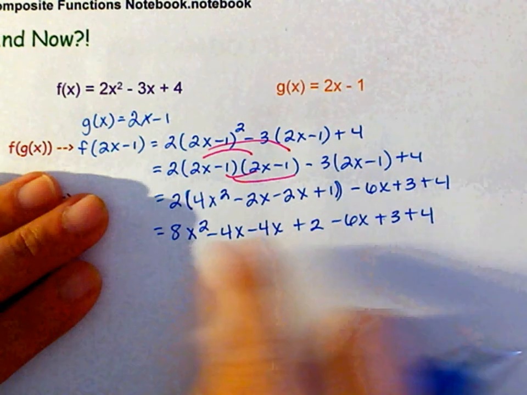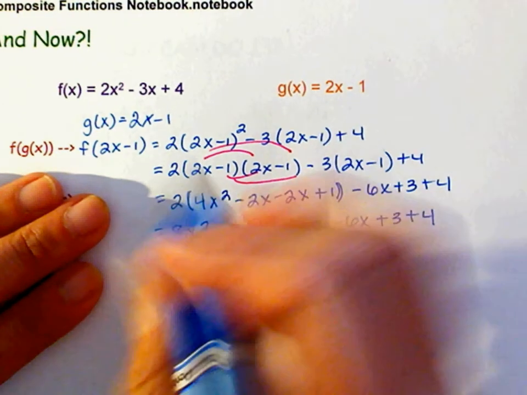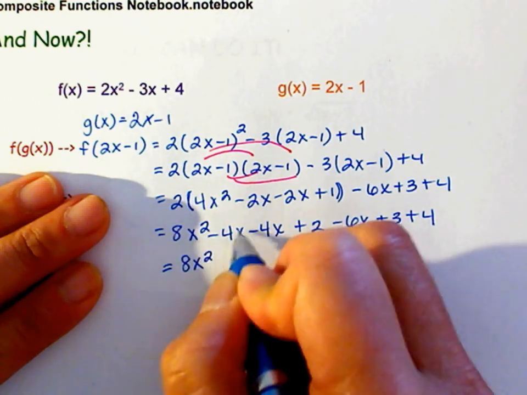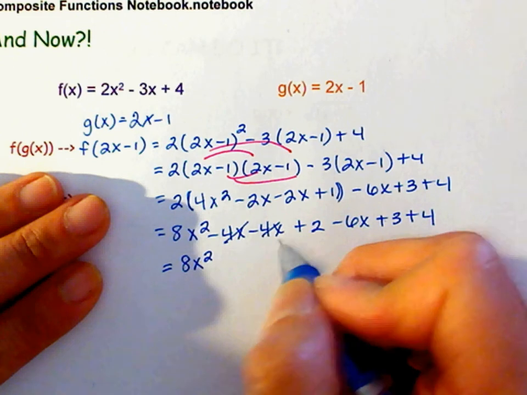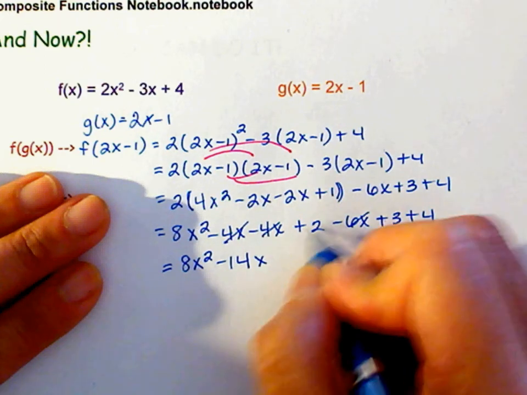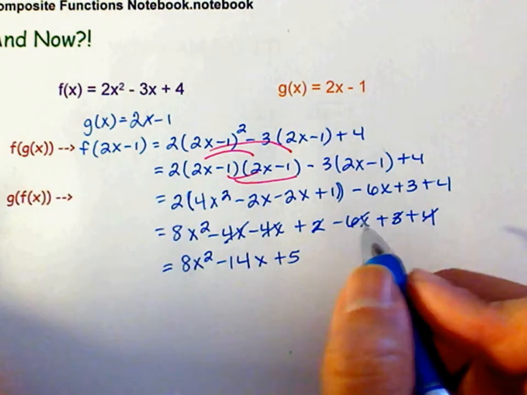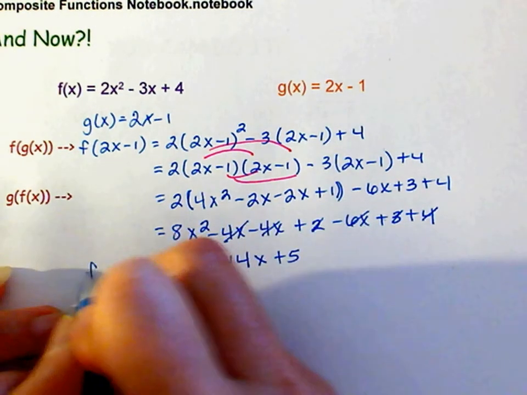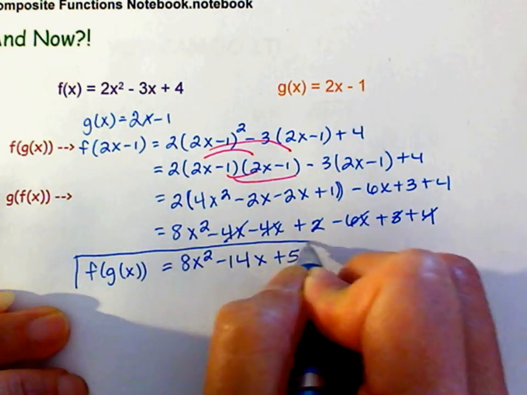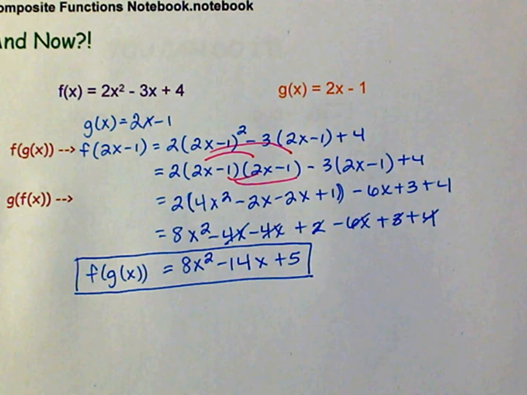Up to you as far as if you want to go ahead and simplify that and then distribute, or go ahead and distribute and then simplify. Combine like terms. So 8x squared, negative 4x minus 6x is negative 10x. 2 plus 3 is 5, plus 4 is 9. I can't simplify anymore, so there's your f of g of x. Yes, some of your answers will require you to do some work. And that is okay. All right, and there you have your first part.